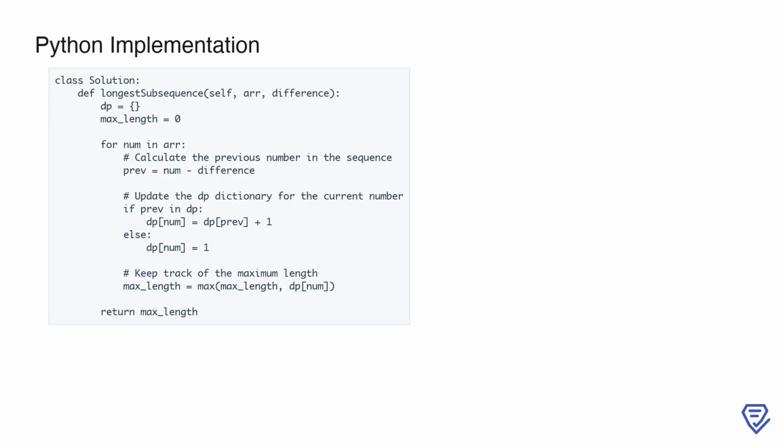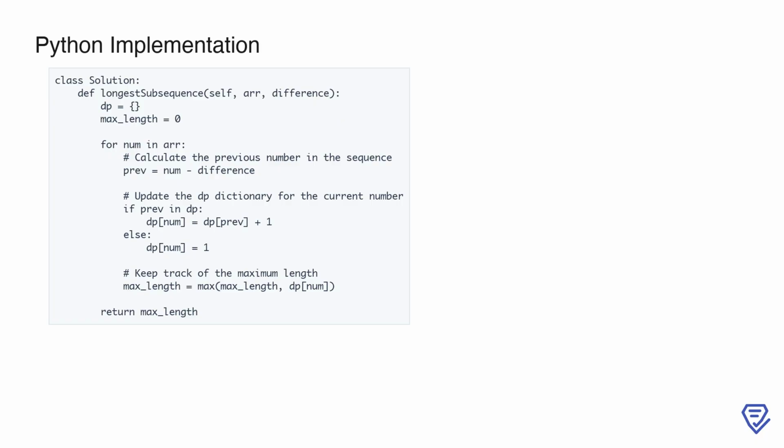Key advantages. Efficiency. The algorithm runs in O(n) time complexity, where n is the size of the input array, as each number in the array is processed exactly once. The dictionary operations, lookup and update, are O(1) on average. Space optimization. The DP dictionary only stores relevant states, making it memory efficient.